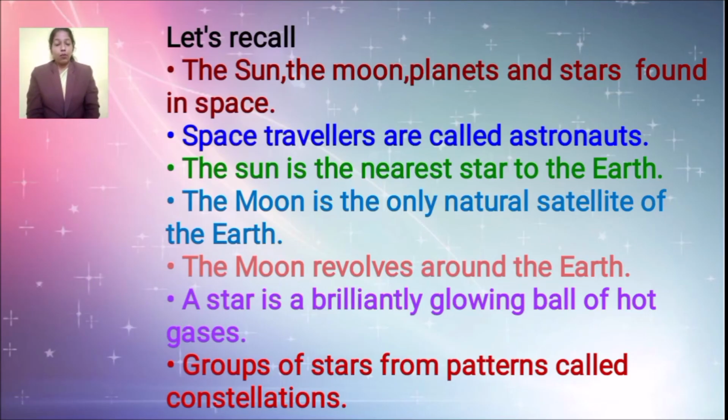Let's recall once again what we have learned in this chapter. The sun, the moon, planets and stars are found in space. Space travelers are called astronauts. The sun is the nearest star to the earth. The moon is the only natural satellite of the earth. The moon revolves around the earth. A star is a brilliantly glowing ball of hot gases. Groups of stars form patterns called constellations.